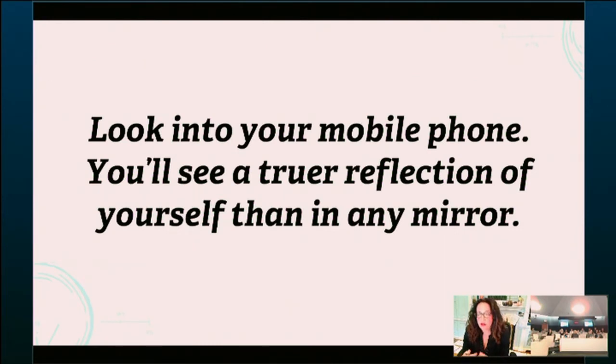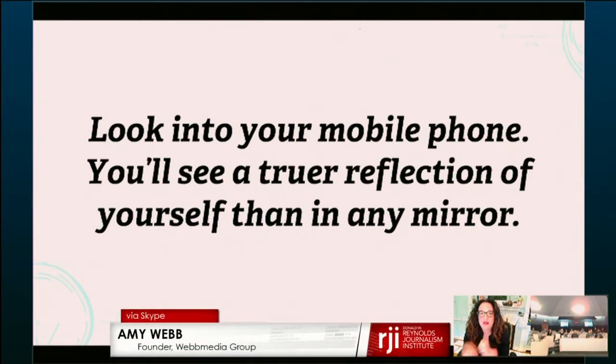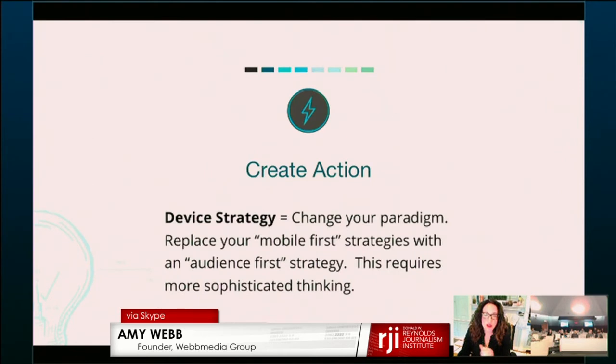Because the reality is that if you look into your mobile phone, you're going to see a truer reflection of yourself than if you were to look into any mirror. So how do you create action around this? I think that this is a device strategy, and you should start changing your paradigm. And I've been saying this for the past 2 years, and hopefully at some point some folks will start taking action on this. This is not about responsive design, and it's not about creating content for the individual device. It's about creating content for the individual consumer.